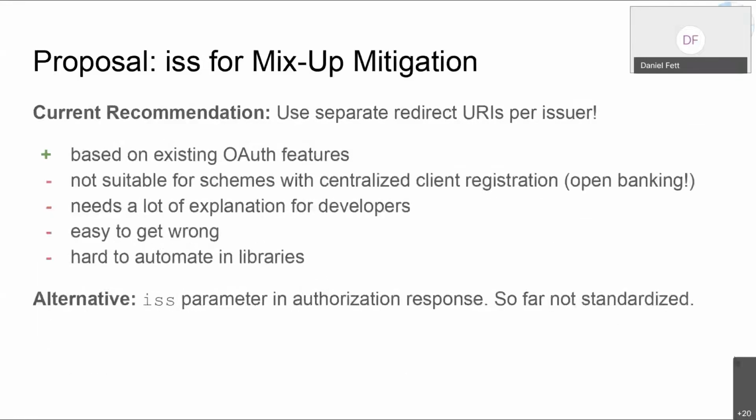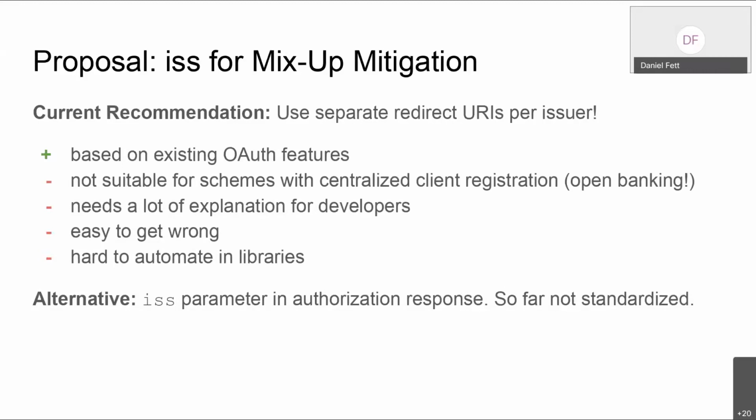Speaking of which, regarding mix-up attacks, this is the second topic I'd like to discuss today. The current recommendation, as you probably know, is that you must mitigate mix-up attacks, and one way to do that is to use separate redirect URIs per issuer. That means that if a client can work with multiple authorization servers, the client should have a different redirect URI registered at each of the authorization servers.